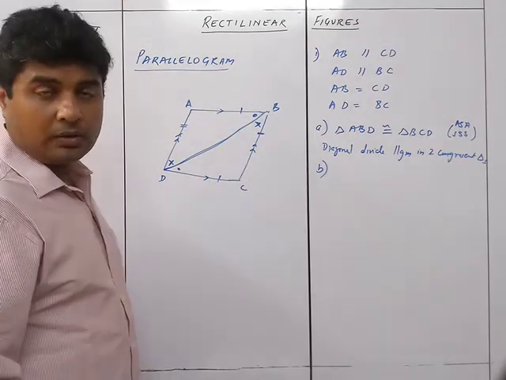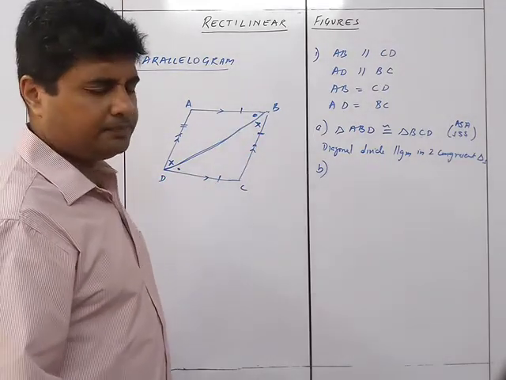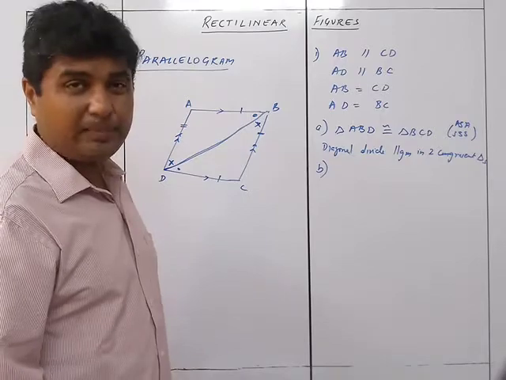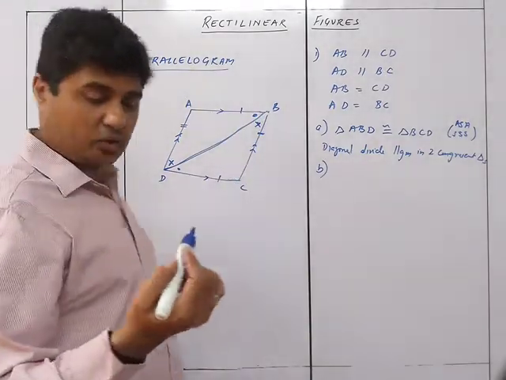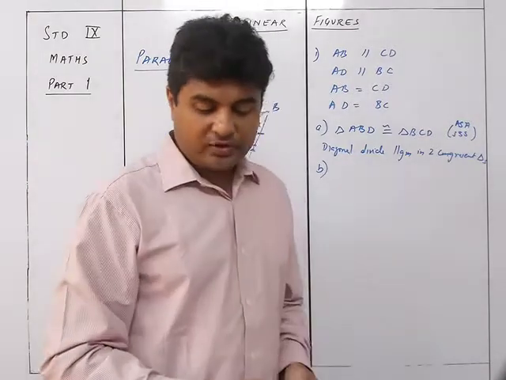Because they are alternate interior angles. The lines are parallel. This line and this line are given as parallel. Even if equal sides are not given, we can find it out. So that is one thing.